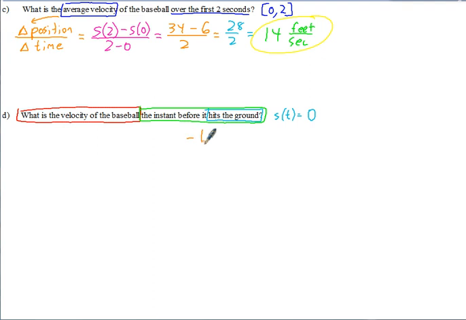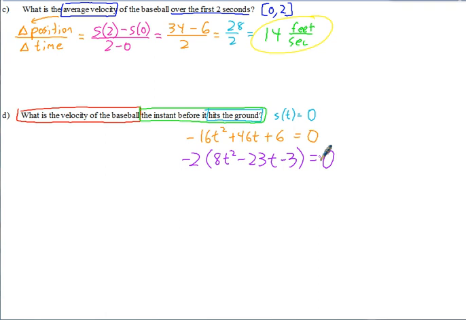The rule was negative 16t squared plus 46t plus 6, and set that equal to 0. And let's go ahead and factor that. Well, it has a GCF of 2, but since the leading coefficient is negative, it's easier to factor out negative 2. That leaves us with 8t squared minus 23t minus 3. When you take out a negative, it changes the sign of all the terms. 23 times 2 is 46, so 23t, and negative 2 times negative 3 gives you a positive 6.